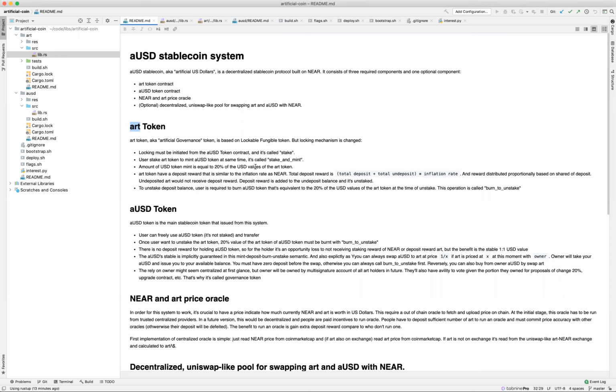Oh, you stake Near, right? You stake Near, not art token. So why do you need art token? Or how do you get an art token in the first place? Near and art price oracle.